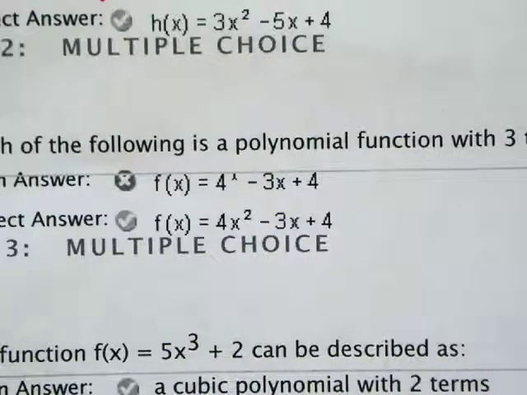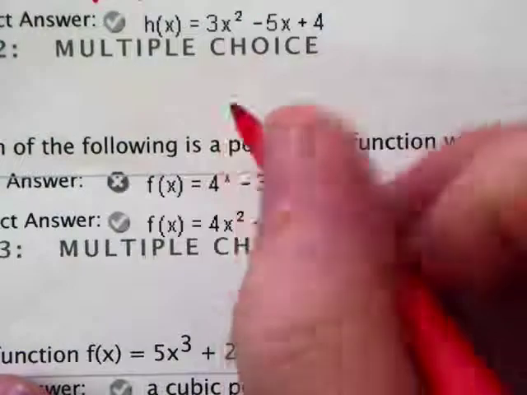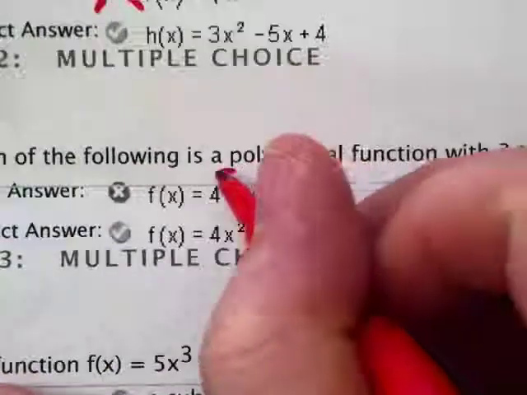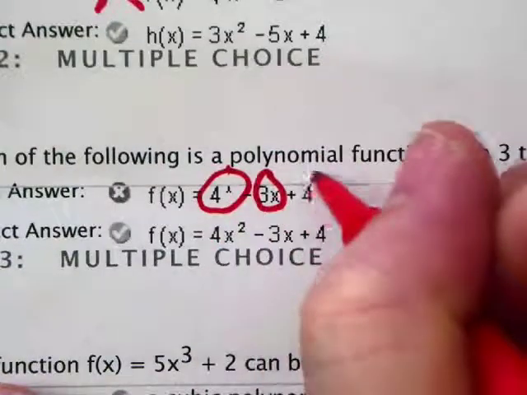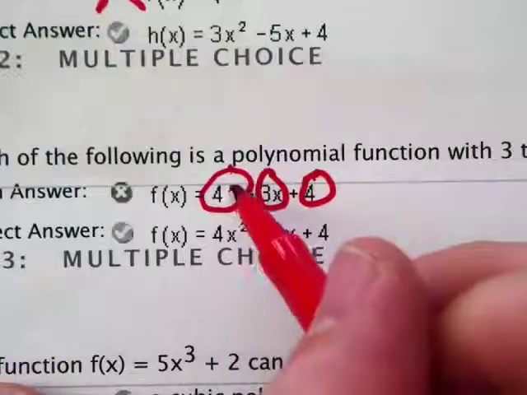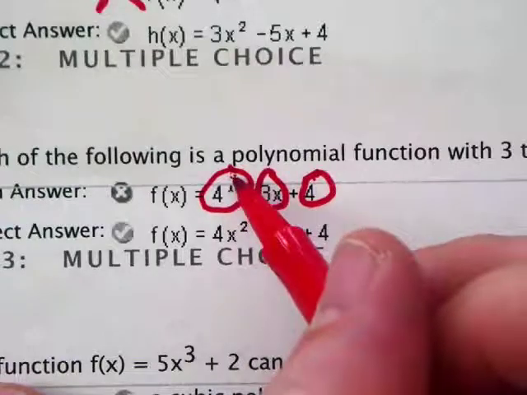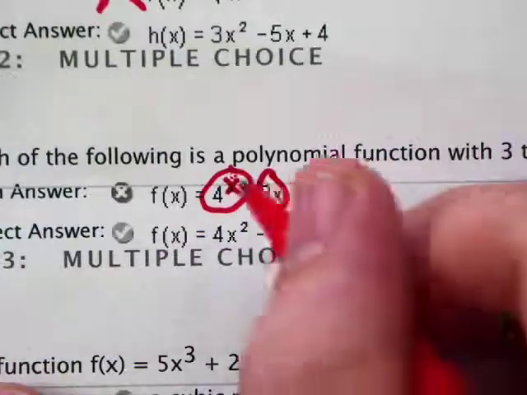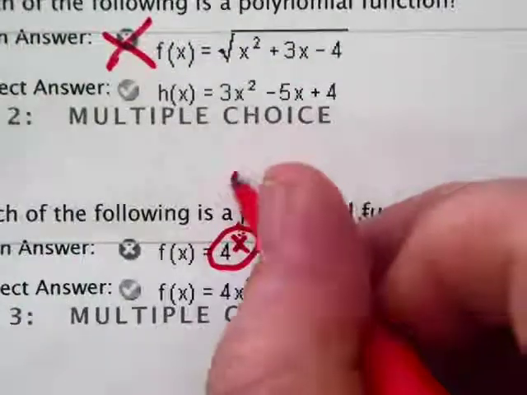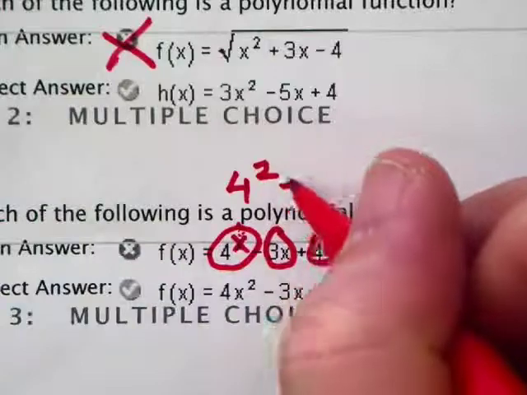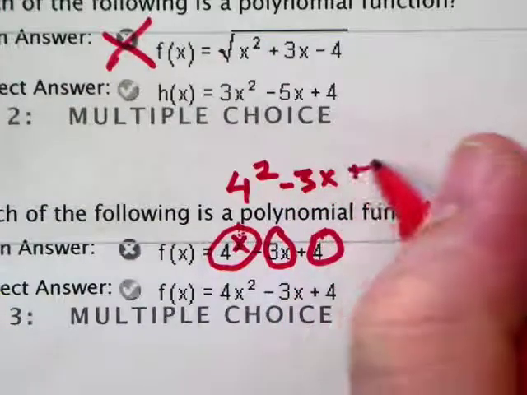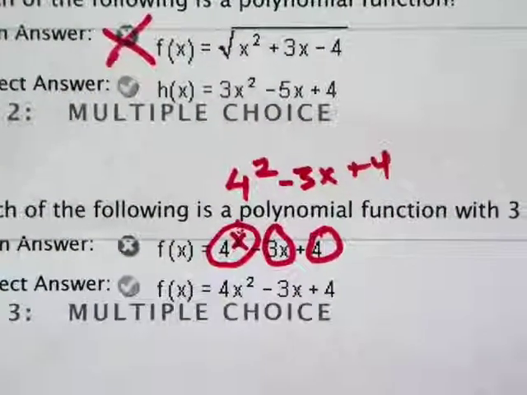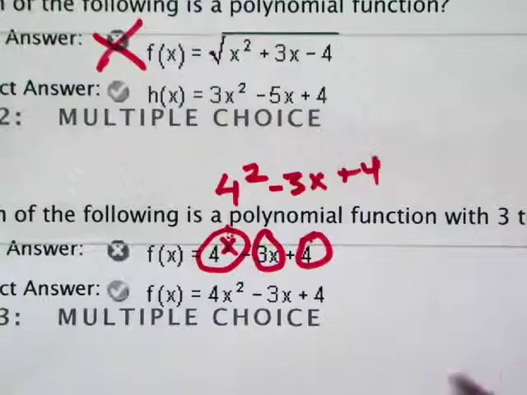Okay, 3 terms, meaning it has 3 pieces. So you got that part right. 1, 2, 3. But right here, you put it as 4 to the x, is what it looks like to me. And it can't be that, okay? It has to have a number up there. So like 4 squared minus 3x plus 4, something like that. But you can't have just 4 to the x power. It has to be a number, okay?